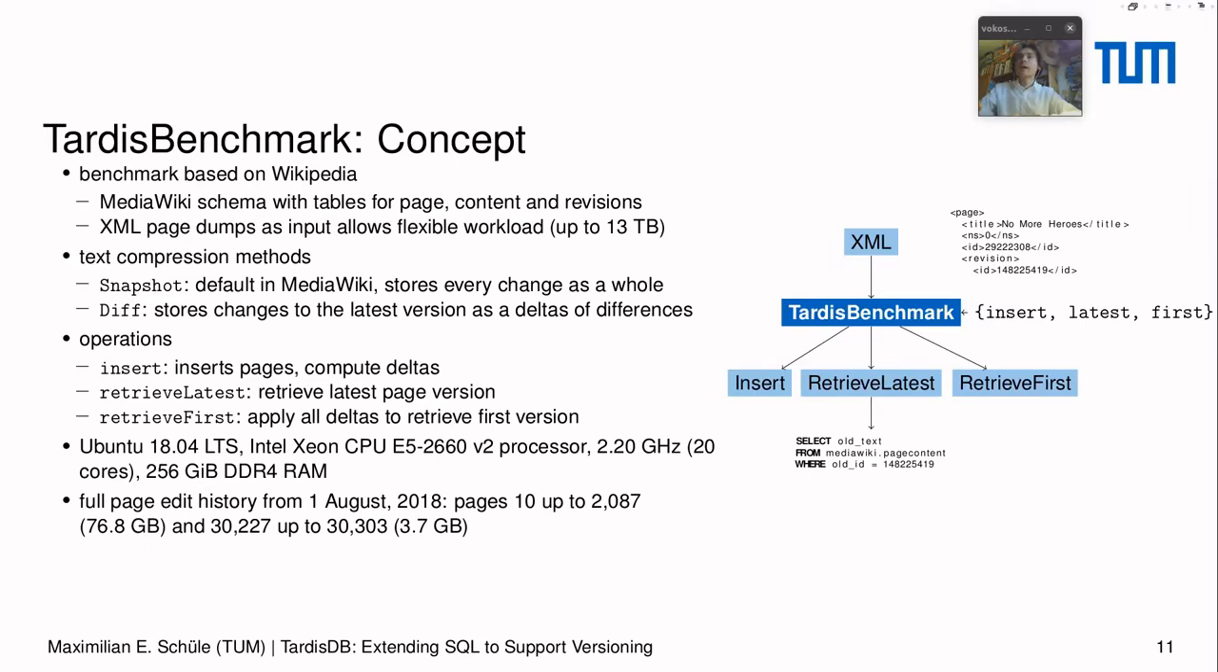We compare two text compression methods: snapshot, the default, which stores every change as a whole, and diff, which stores changes to the latest version as a delta of differences. We measure three operations: insert, to insert pages and to compute the deltas; retrieve latest, to retrieve the latest page version, the default use case for Wikipedia; and retrieve first, which needs to apply all deltas to retrieve the first version. We benchmarked using the full page edit history from August 2018.